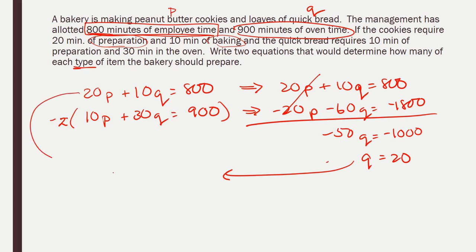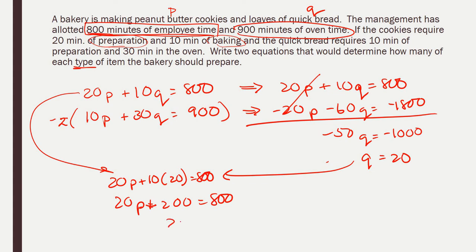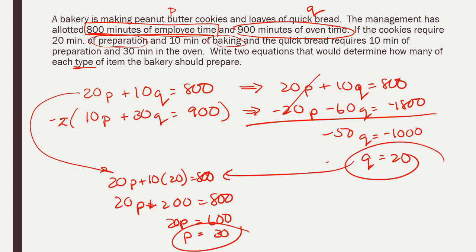Bring that over. I'm going to bring my top equation down. 20P plus 10 times 20 equals 800. 20P plus 200 equals 800. 20P equals 600, and P equals 30. So 30 batches of cookies, 20 batches of quick bread, and that should work out perfectly.